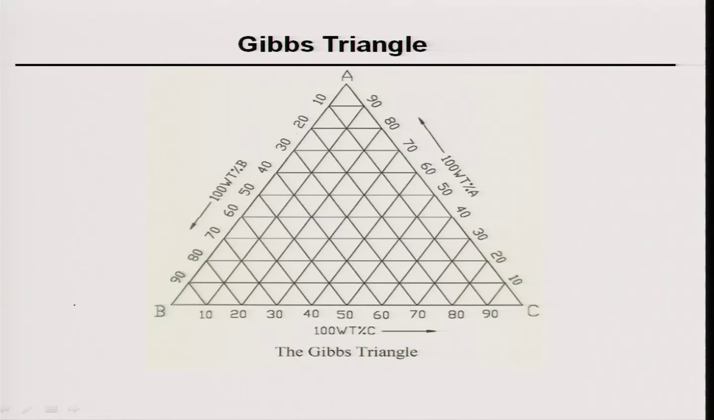Suppose this is a little bit changed. I have rotated this angle. This is A, this is B, this is C, 100%. So you can see here, C increases this way, 10, 20, 30, 40, 50 up to 100. A increases this way, 10 to 100, and B increases this way, 10 to 100. So I can represent any point for the composition of the alloy.